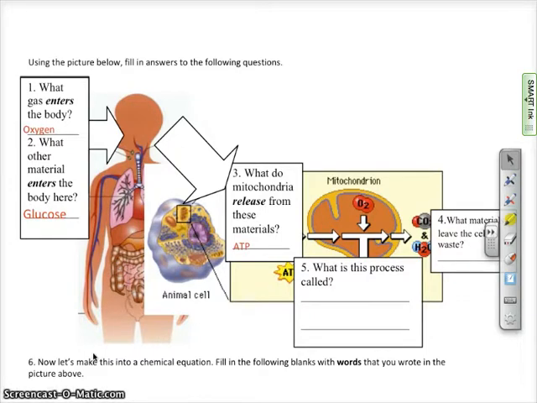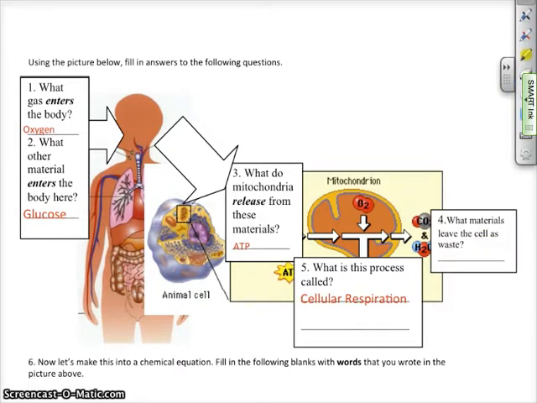ATP, or energy. Number 5, what is this process called? We just mentioned it, cellular respiration. And 4, what materials leave the cell as waste? Carbon dioxide and water.